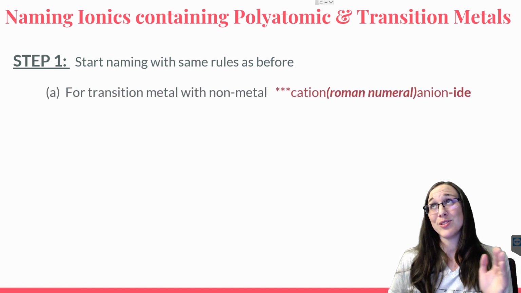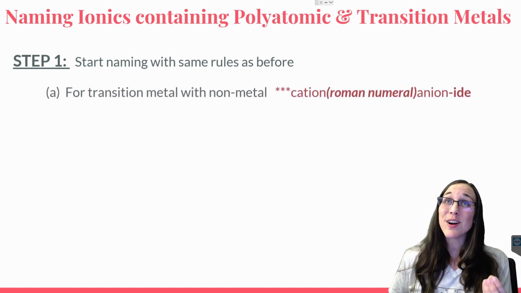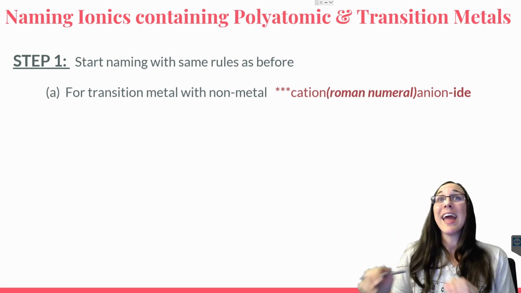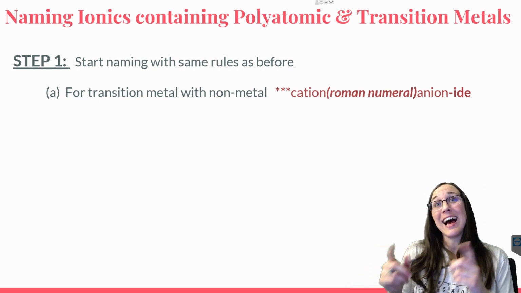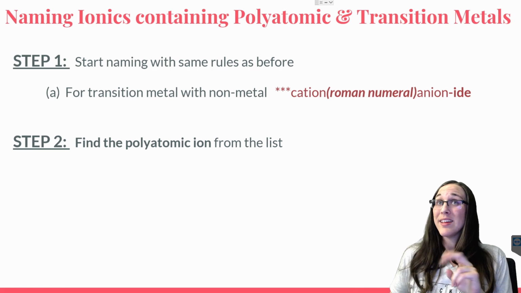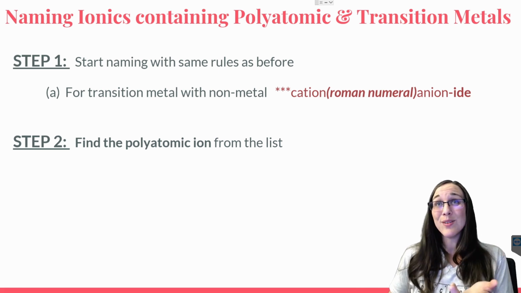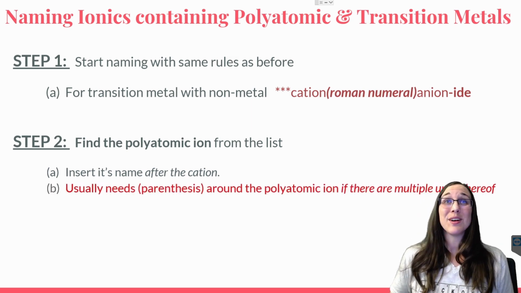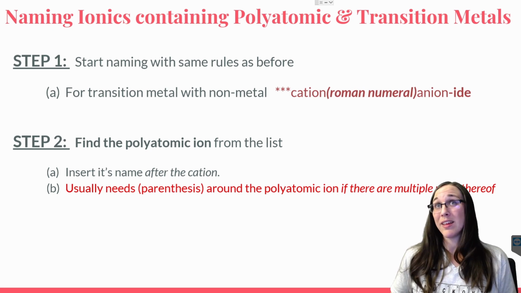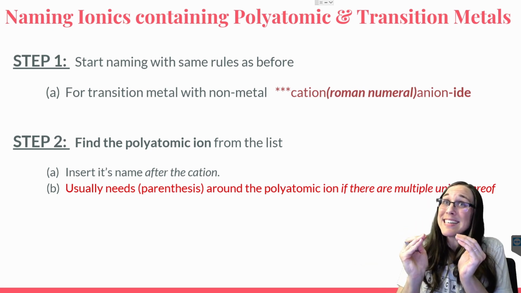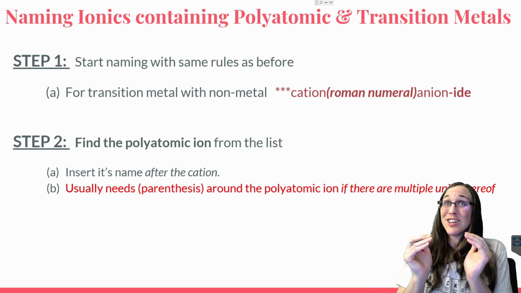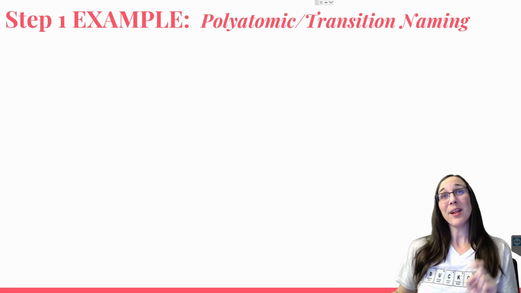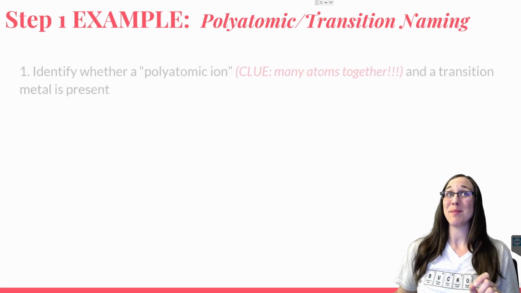If there's a transition metal there, we're going to have our cation first, a Roman numeral in parentheses to indicate the charge of the transition metal, and the anion would end in "ide." Step 2 would be to find the polyatomic ion from the list that you wrote down and write its name out after the cation. And again, as a reminder, if there's more than one of them, you need to keep the polyatomic ion all together in parentheses so that you can indicate where the cookie starts and where the cookie stops.